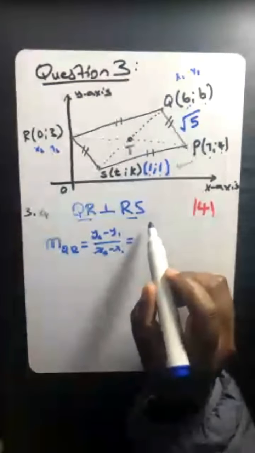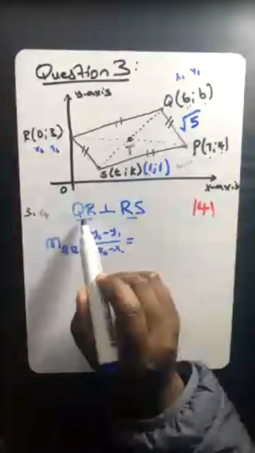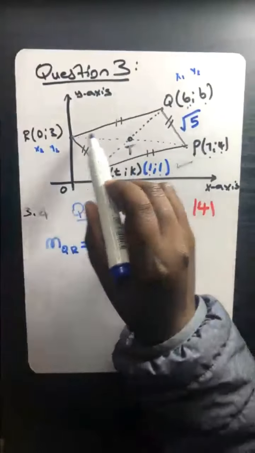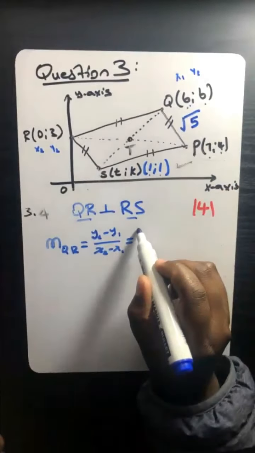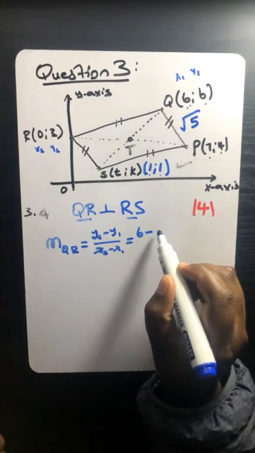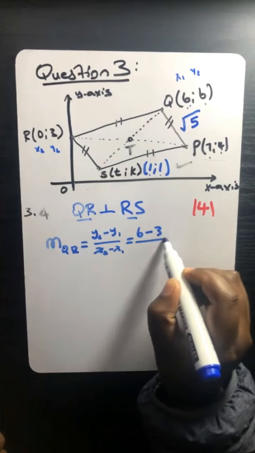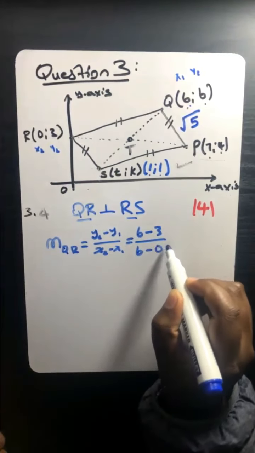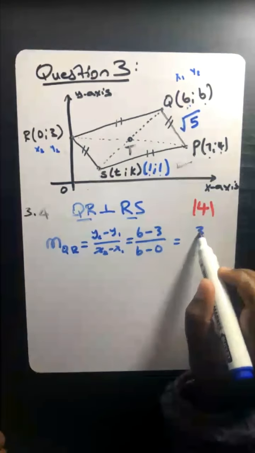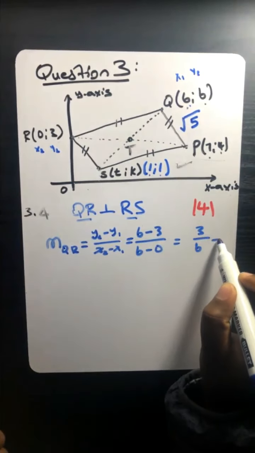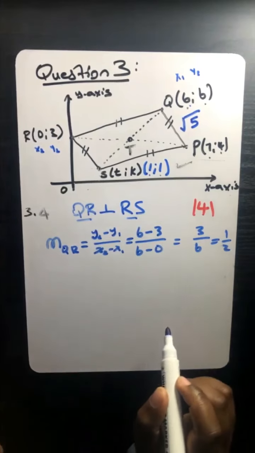So let's substitute, guys. Where is Q? Where is R? There is Q. There is R. So y2, I can just say it's 6, then minus 3 divided by 6 minus 0. What is that? I think this is 3 over 6. Is this a half, guys? I think that is half.